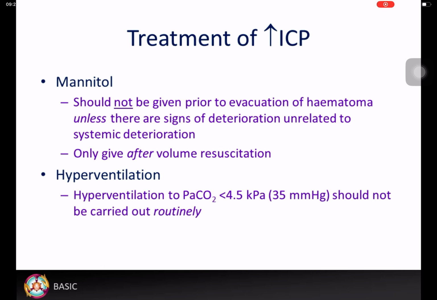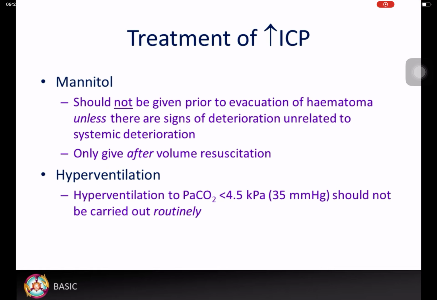Although we suspect the patient may have raised intracranial pressure, neither mannitol nor hypoventilation are indicated at this stage. Mannitol should only be given prior to evacuation of any hematoma if there are signs of deterioration unrelated to systemic deterioration. This is because reducing pressure on the hematoma by reducing cerebral edema may increase bleeding due to a loss of the tamponading effect. It should also only be given after adequate volume resuscitation.